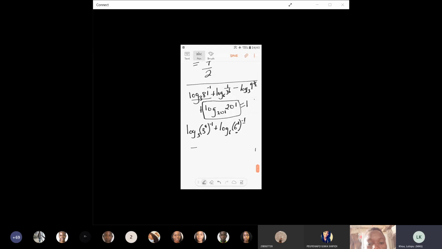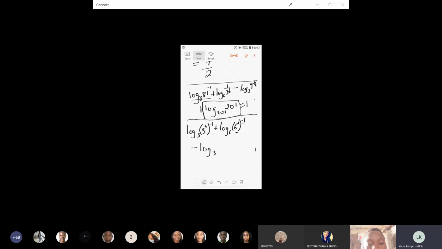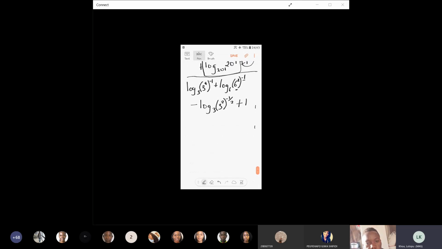And then the third one, let me just make space there. Okay, then the third one, I have log base 3, and then 9 to the power of minus half. 9 is 3 to the power of 2, and then to the power of minus half, and then this one over here that I worked out, so it's plus 1. Then I will just multiply my exponents and then bring them down. So for the first one over there, this is log base 3, 3 to the power of minus 4. And then the second one, this is log base 6, 6 to the power of minus 2. So I'm just multiplying the exponents.